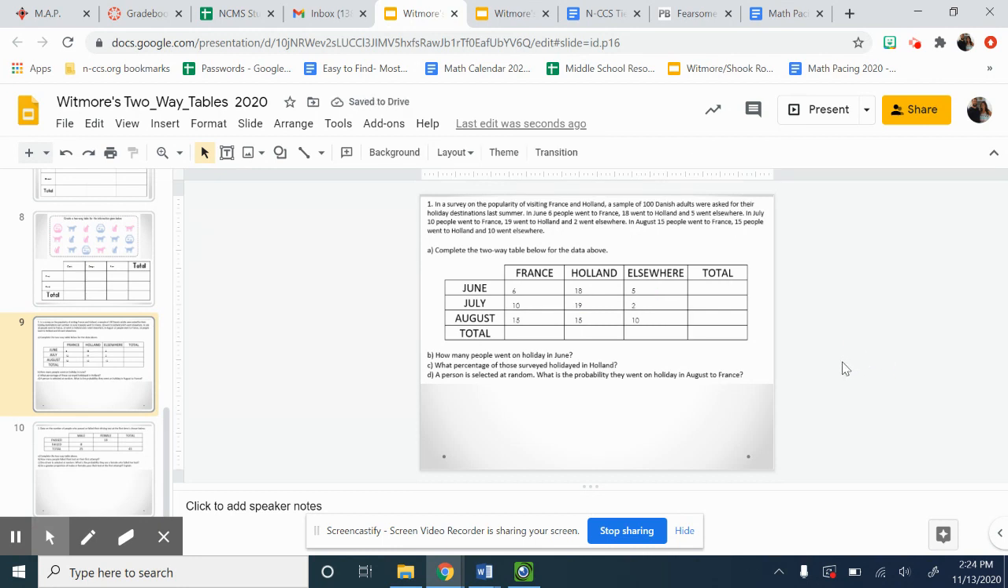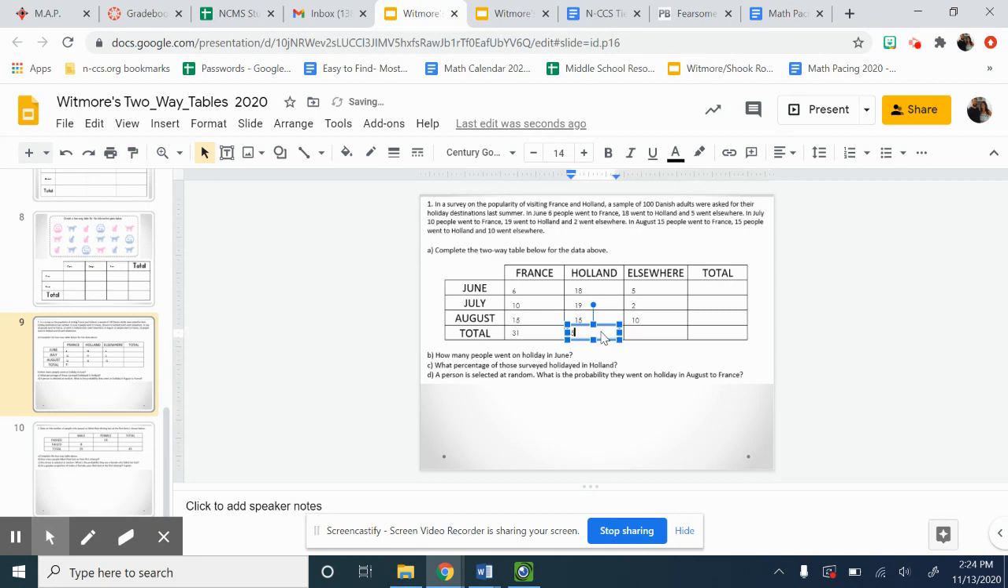So to fill out the rest of my table, I just have to add up my numbers. So 6 plus 10 plus 15. In those 3 months, 31 people visited France. Holland is 18 plus 19 plus 15. 52 people visited Holland. And 17 people went elsewhere. So now, how many total people are there? In our problem, it says it should be 100, so let's just add and double check. 31 plus 52 plus 17 is 100.